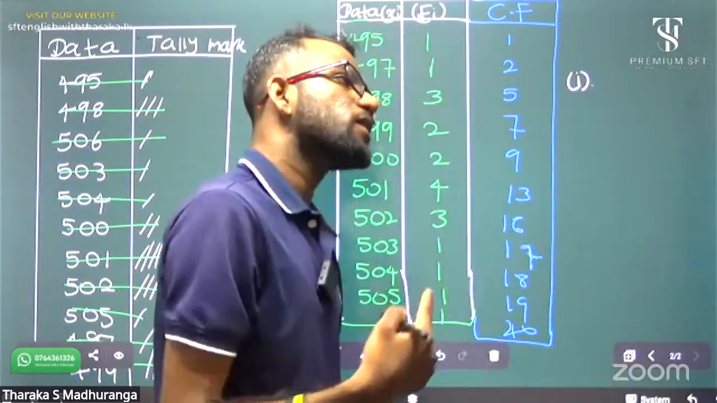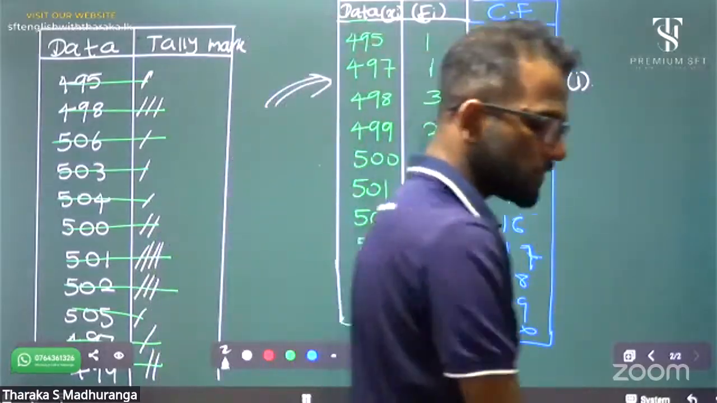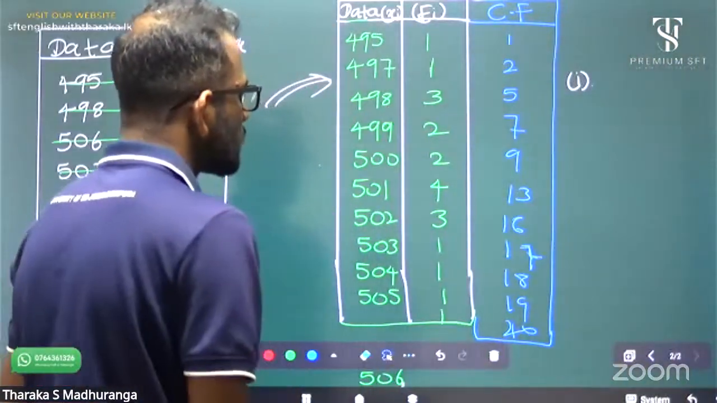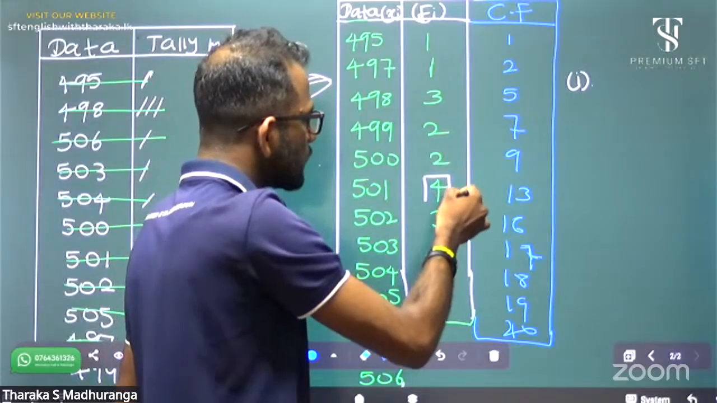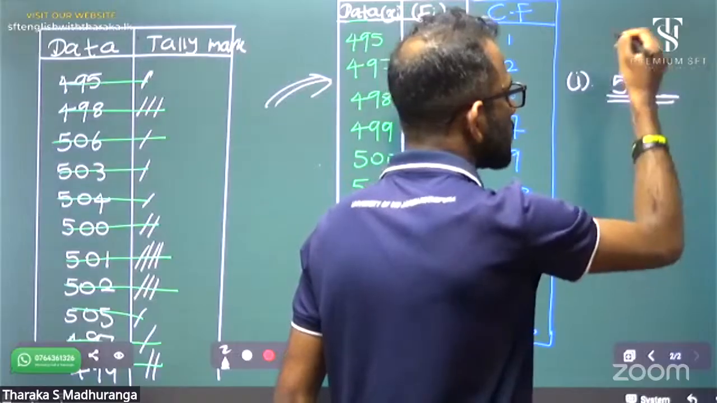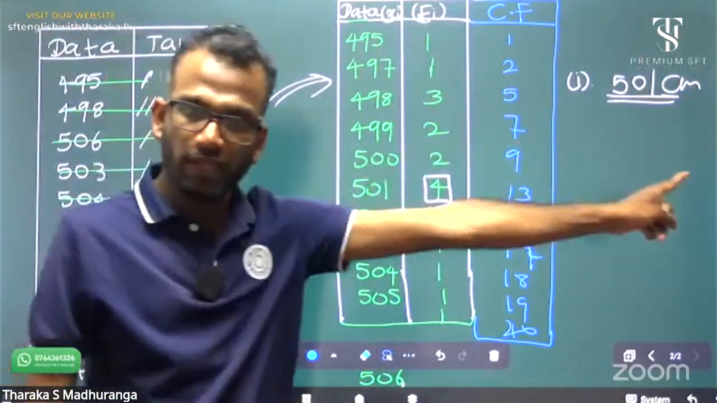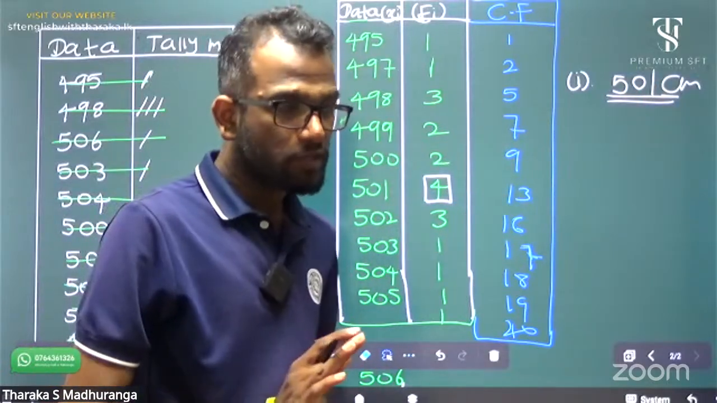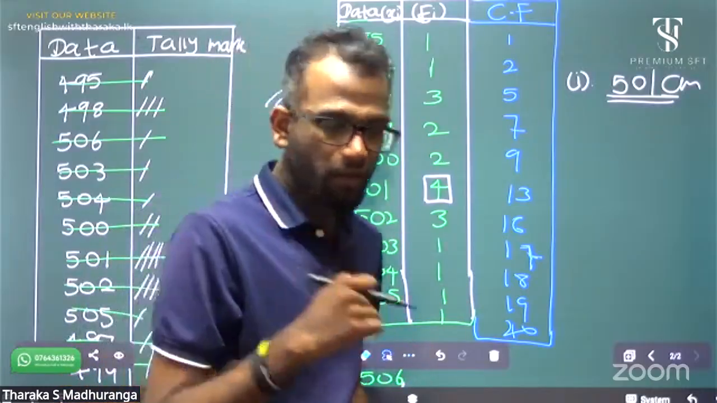Mode. What is the definition of the mode? The most repeating value, or most frequent value, of the distribution. The most frequent value, the 4 is the most frequent value, it is 501. The data is 501, not 4 centimeters. You have to mention the unit as well. It's centimeters. If you forget the unit, you will lose 1 mark.